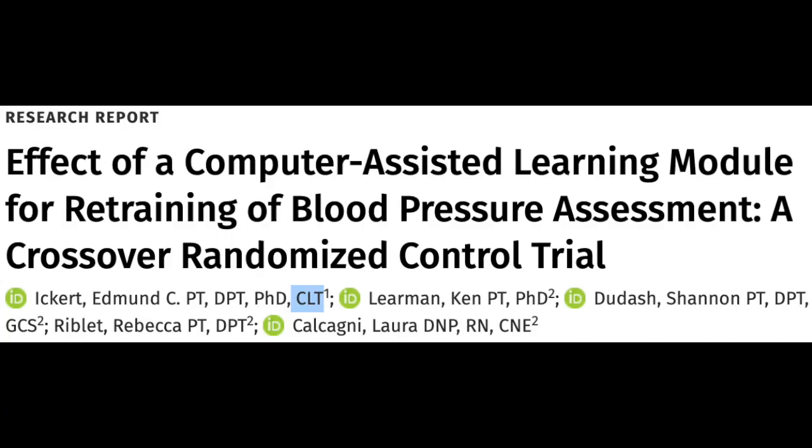My name is Dr. Edmund Ickert, and I'm excited to share with you a study entitled Effective Computer-Assisted Learning Module for Retraining a Blood Pressure Assessment, a Crossover Randomized Control Trial. This study was done at Youngstown State University in conjunction with my fellow co-authors, Dr. Ken Learman, Dr. Shannon Dudash, Dr. Riblet, and from our nursing program, Dr. Calcagni.